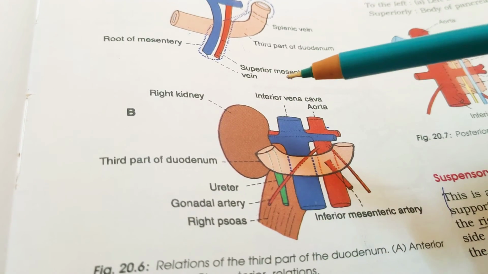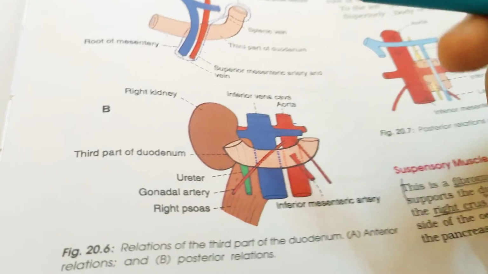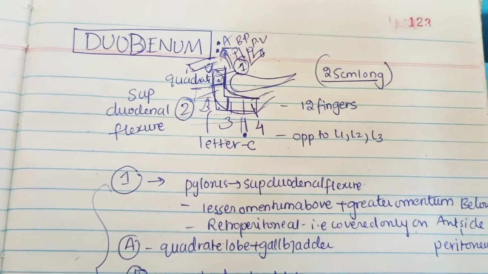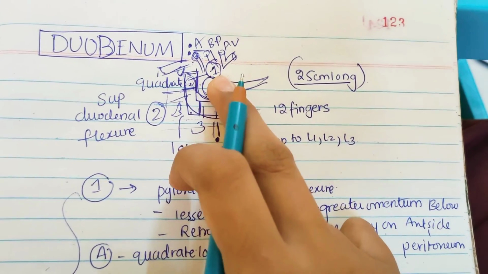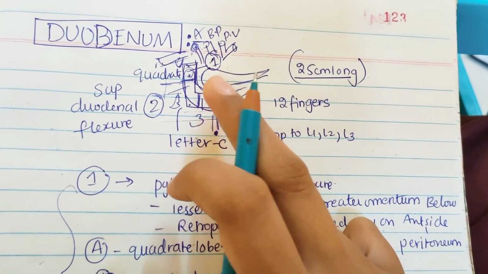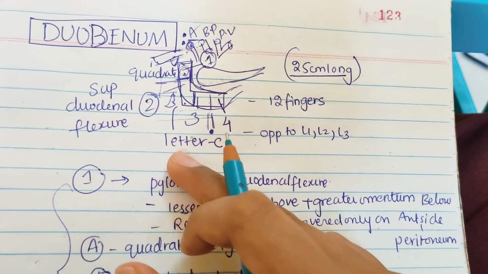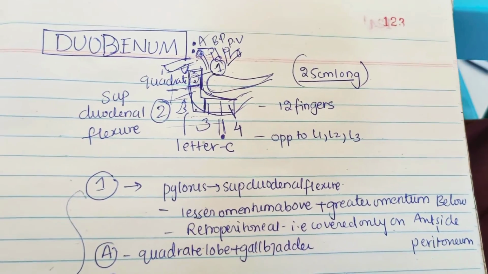Next, if you see superiorly, there is the head of the pancreas, also with the uncinate process. For that you should see this diagram that we have drawn. If you see the third part of the duodenum, superiorly you have the head of the pancreas and the uncinate process of the pancreas, and inferiorly you will find the coils of jejunum here, right? So that is what they are saying.